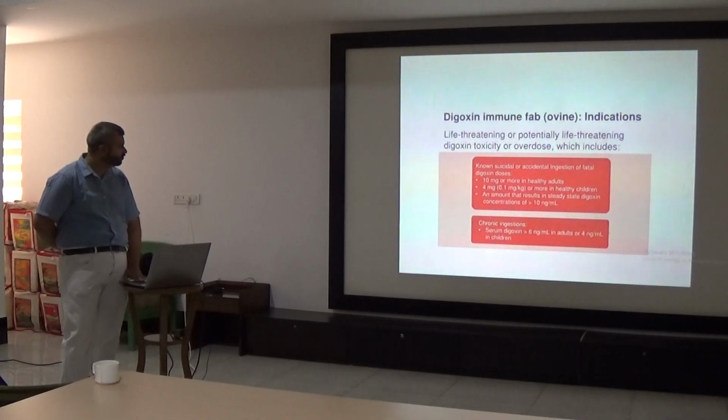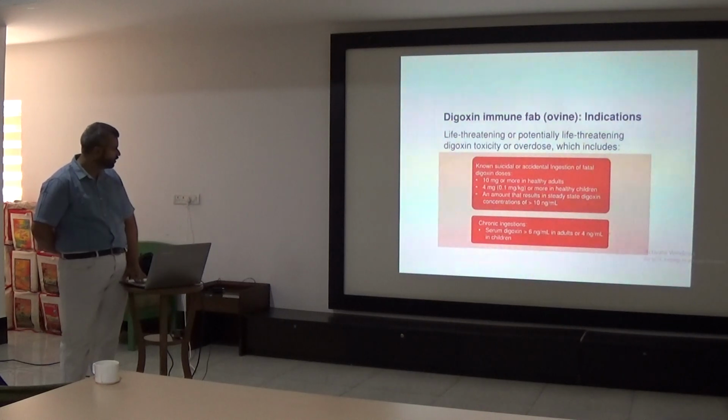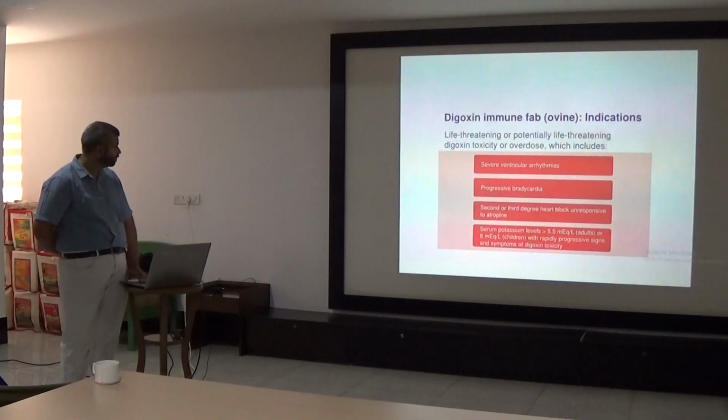The level of digoxin, at least in asymptomatic patients also, we try the antibodies: 10 in healthy and 4 in children. In chronic, more than 6 and 4. Again, the other indications of antibody: severe arrhythmias, progressive bradycardias, second and third degree block. No, 5.5. Yeah, okay, 5.